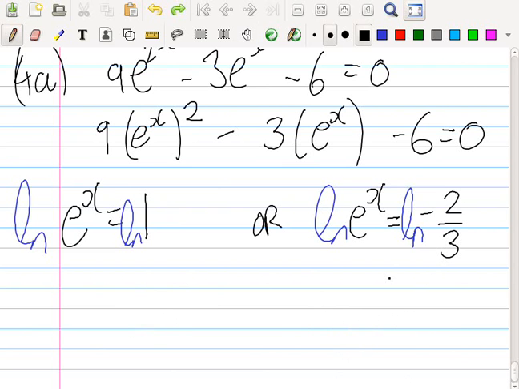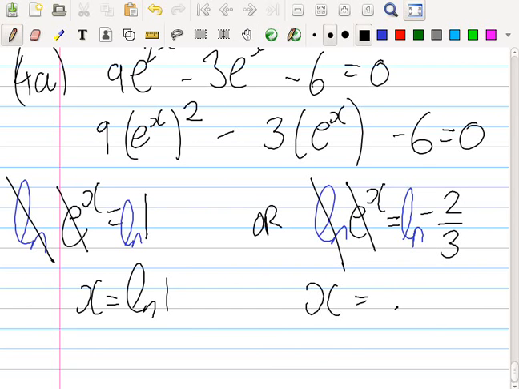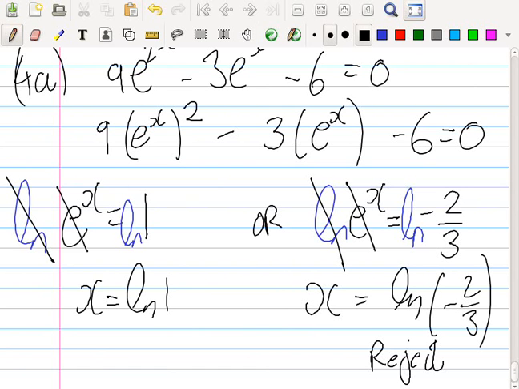Anyways, my point is just this. Natural log and e always cancel. So on the left, that cancels that. I'm left with x equals log 1. And then here, that cancels that, and I'm left with x equals log minus 2 over 3. Now, does anything look wrong here? Yes, minus. Yeah, you can't take log of a negative number. So this answer is no good for us. Reject. So we could just break it. Yeah. This is the only answer that matters.